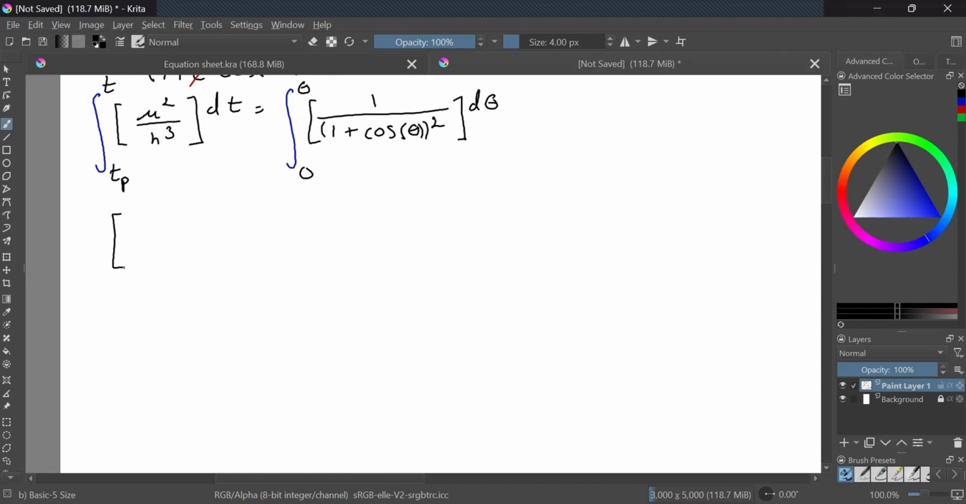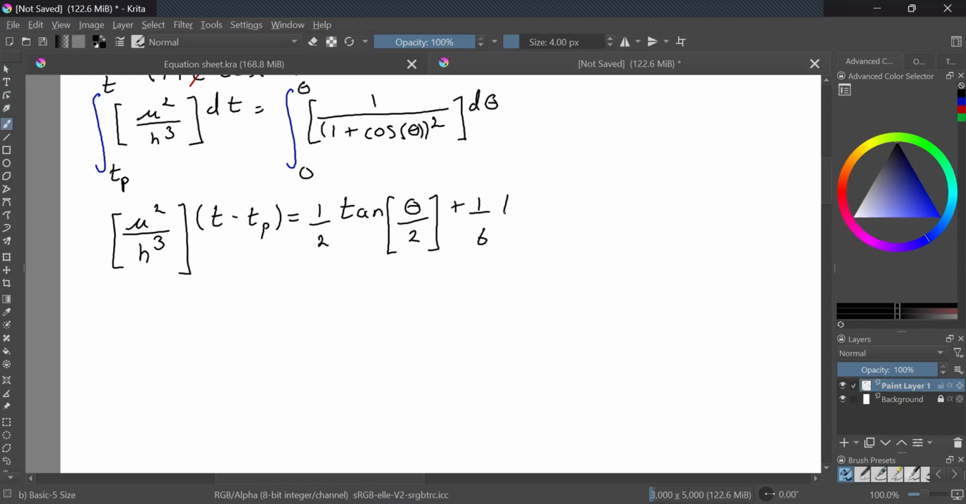Now we solve. So we have our constant mu squared over h cubed. And then we have our time, t minus tp, times, and this is one of those parts of understanding that I don't feel the need to dwell on a whole lot. This is going to integrate into 1/2 tangent theta by 2 plus 1/6 tangent cubed theta by 2.